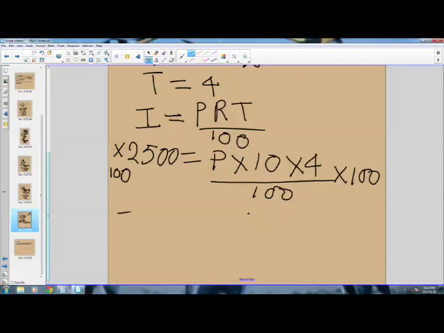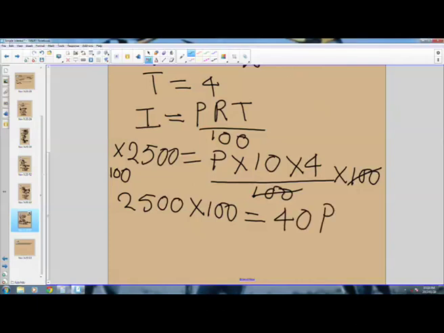So this will be 2,500 times 100, giving you P times 10 times the other 100. Remember this 100 will cancel this. So you've got 4 times the 10, which is 40 times P.